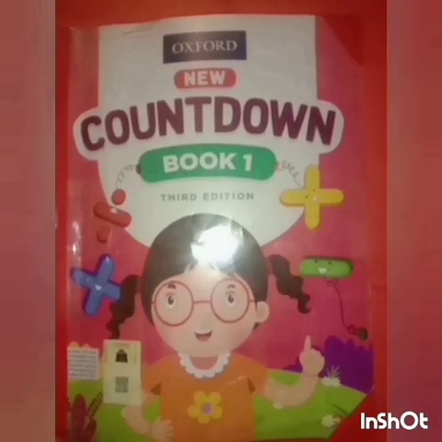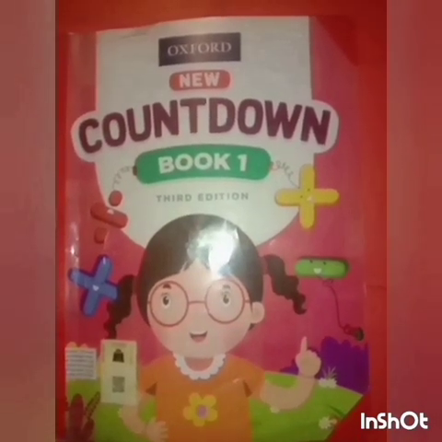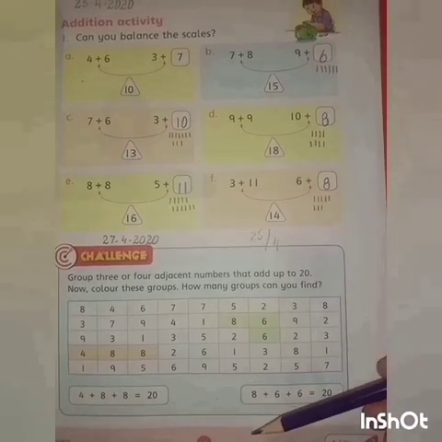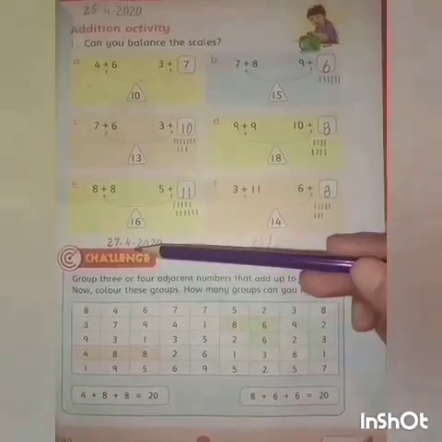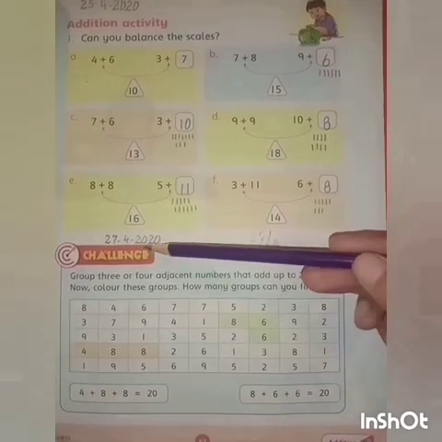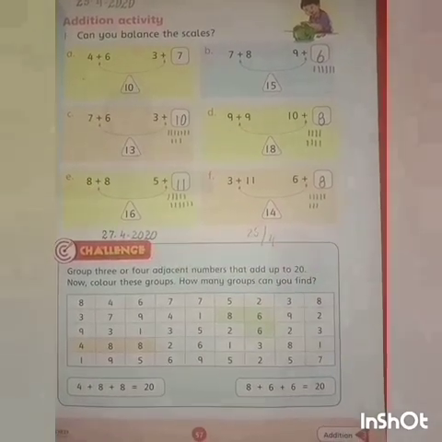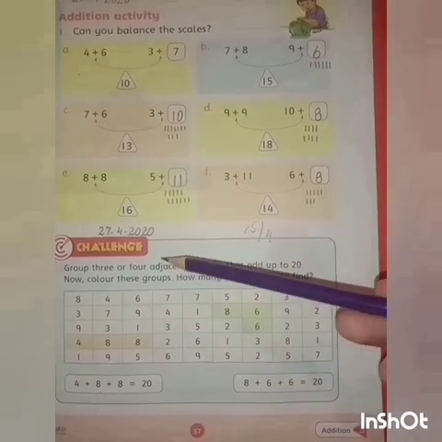Students, today our page is page number 57. On page 57, first of all put the date at the second part of the page. 27th 4 2020. Students, here we have a challenge.